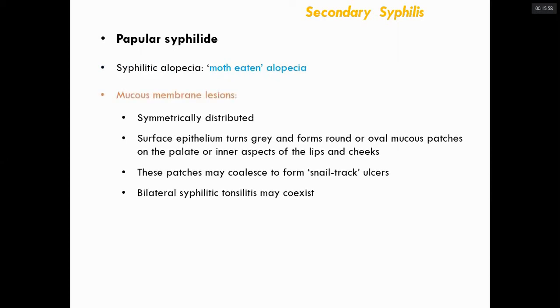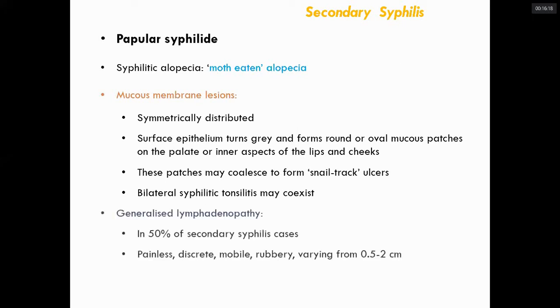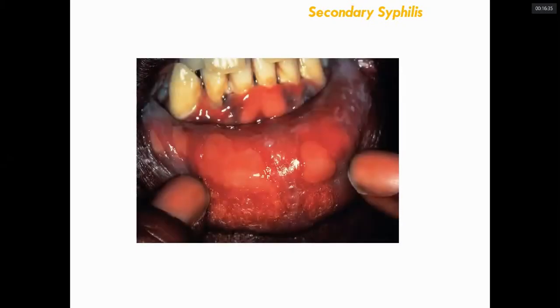In mucous membrane, the surface epithelium is grayish, which forms round or oval patches over the palate, inner aspect of lips and cheeks, and these patches may coalesce to form snail-track ulcers, and bilateral syphilitic tonsillitis may also be present. In 50% of the cases, there is generalized lymphadenopathy, and the lymphadenopathy is painless, discrete, rubbery, mobile, and varies in size from 0.5 to 2 centimeter. You can see grayish-white mucous patches.